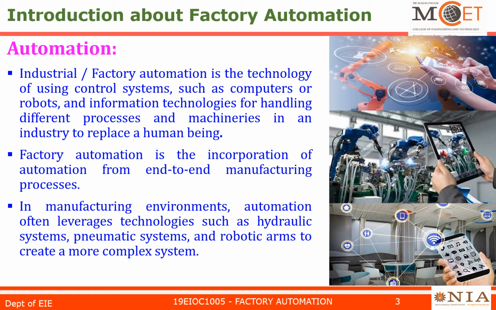Industrial or factory automation is a technology of using control systems such as computers or robots and information technologies for handling different processes and machineries in an industry to replace a human being. Factory automation is the incorporation of automation from end-to-end manufacturing process. In manufacturing environments, automation often leverages technologies such as hydraulic systems, pneumatic systems, and robotic arms to create a more complex system.